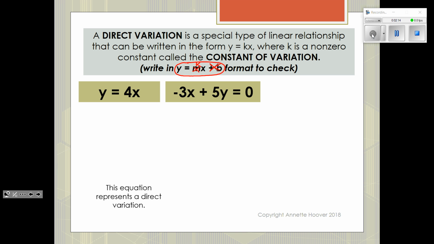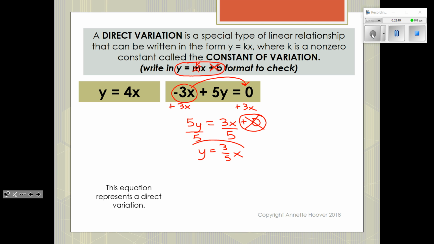if we were to rewrite this in slope-intercept form, this term would have to move from one side to the other, so we would have to add 3x to both sides. When we do that, we still have 5y on the left side. We have a positive 3x on the other side, and a 0. Notice here, we have a 0 again for the y-intercept, and now we would divide both sides by 5, and y equals 3/5 x. So we have direct variation here. We have 0 as the y-intercept, and we have a slope.